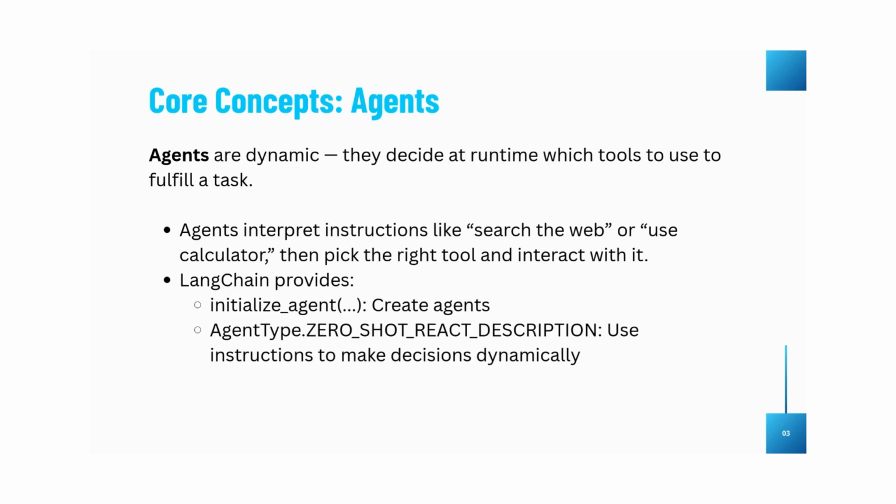How does it work in LangChain? In LangChain, you can easily set up an agent using the initialize_agent function. Agent type: zero-shot-react-description. This tells the agent to use the description of each tool and make zero-shot decisions, meaning it doesn't need any training examples. It just reacts smartly using language model reasoning.